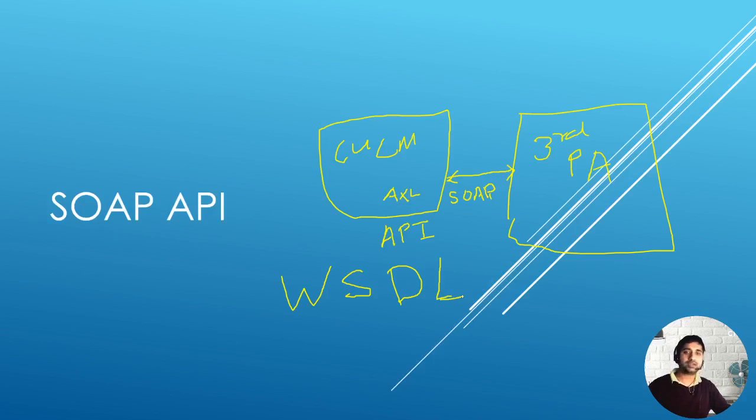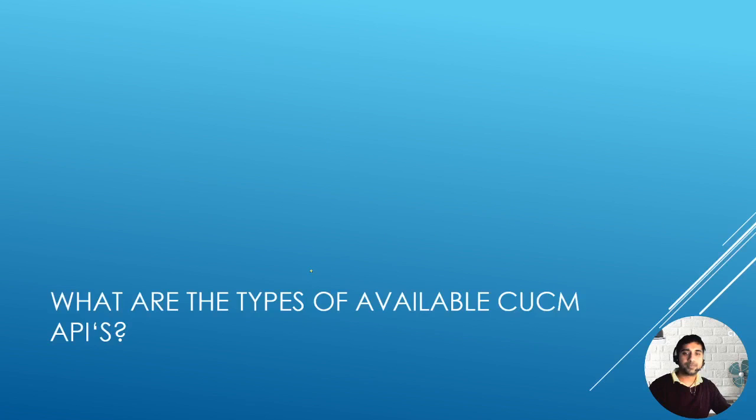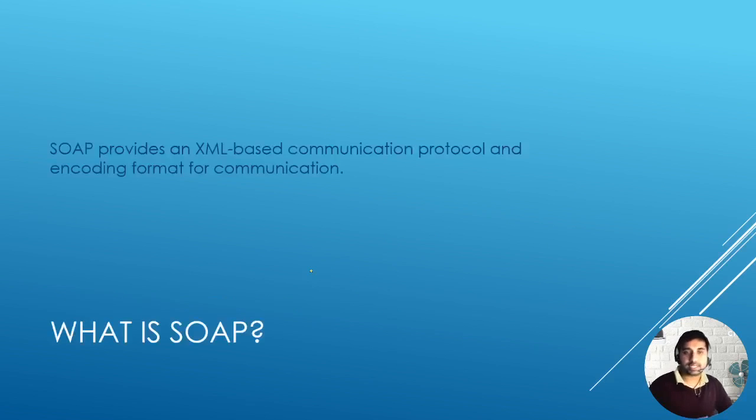So what SOAP basically does is it provides XML-based communication between the two applications. It encodes the XML data inside its format, and then it does the provisioning. So people can then make use of these provisioning services. So this is how SOAP works. Okay.